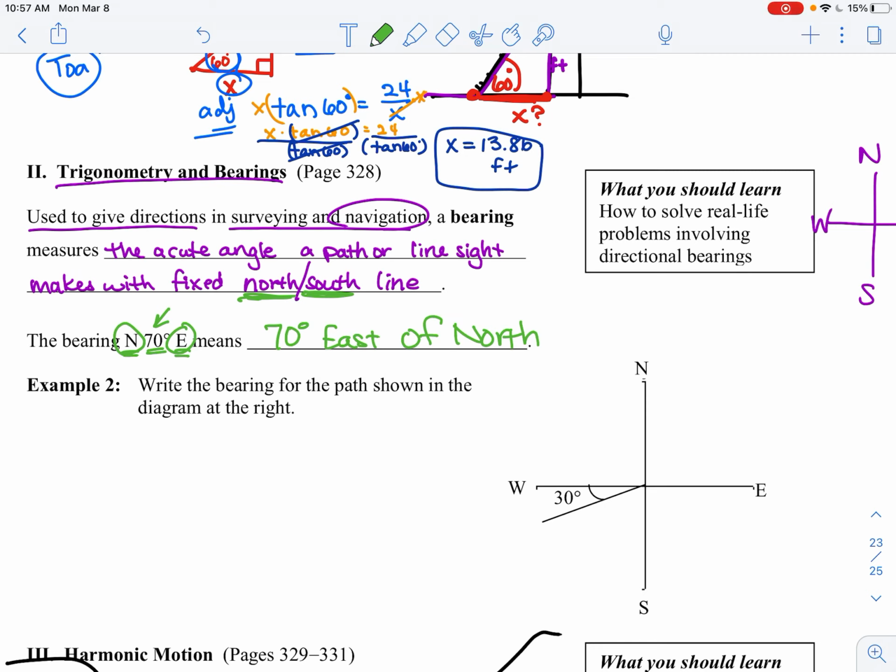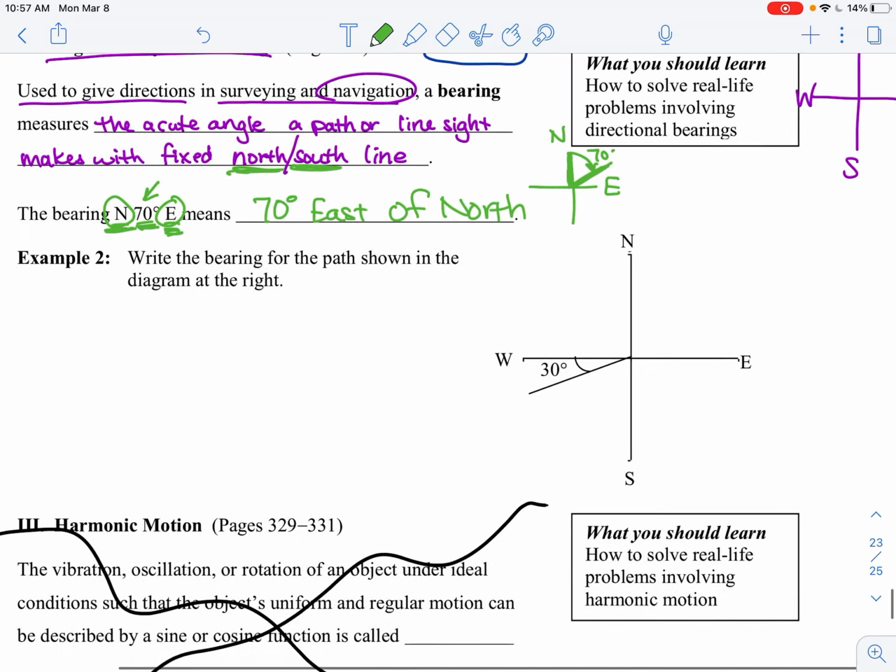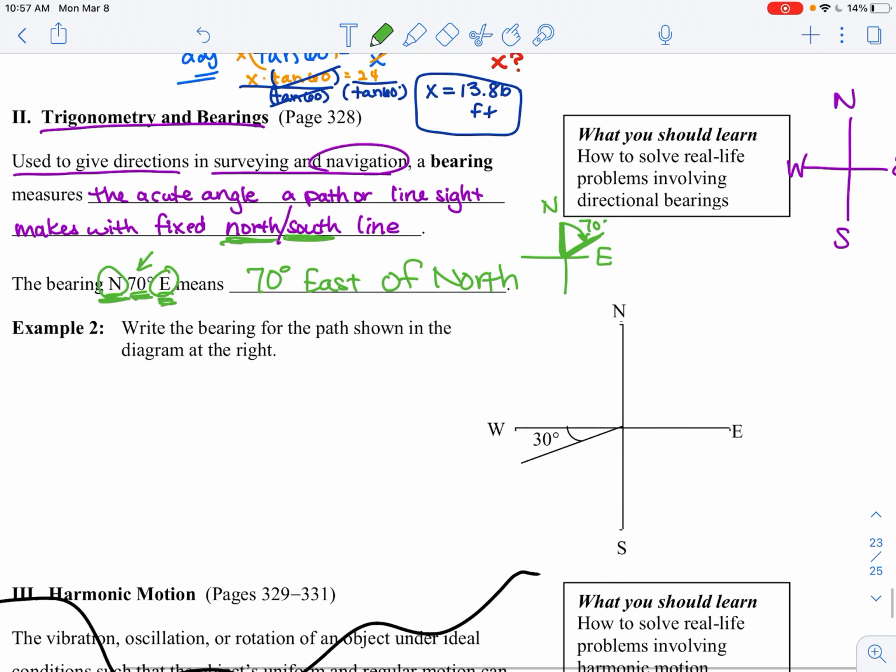So if I were going to graph north 70 degrees east, the way I would do that, I'm going to put it right here. If this is north, we're starting here, and then I need to find the east direction. So I know this is the east direction, so I'm going to go 70 degrees towards the east. And this line right here is north 70 east. So for example number 2, it says write the bearing for the path shown in the diagram.